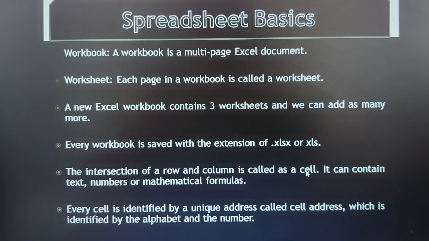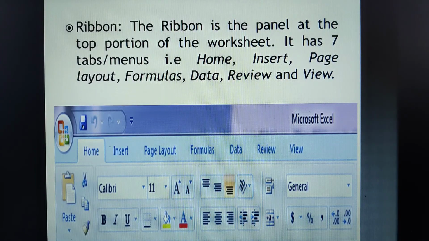Each cell we can identify by its cell address, and the cell address is usually identified with an alphabet and a number. Here is the ribbon. The ribbon is the panel at the top portion that appears on your Excel sheet. It contains the title bar, menu bar, and the standard formatting toolbars. Same as in Word, we have different menus in Excel: Home, Insert, Page Layout, Formulas, Data, Review and View.